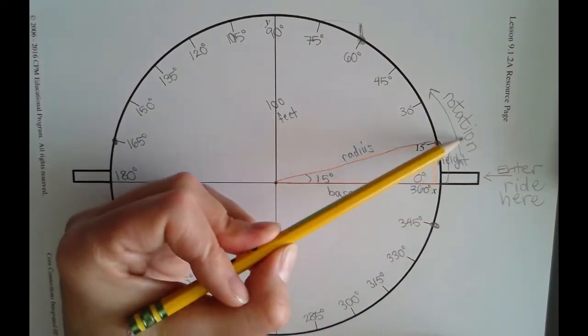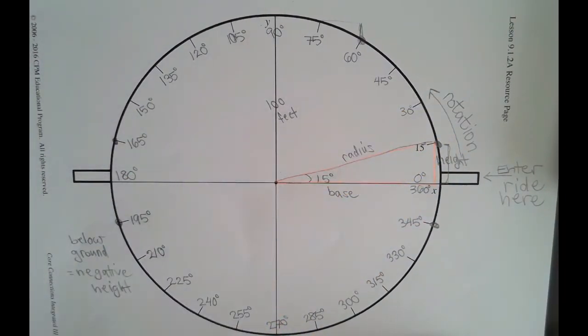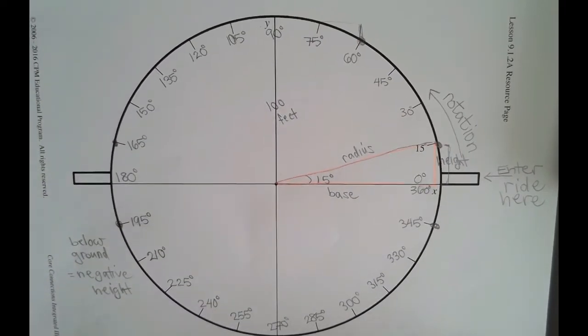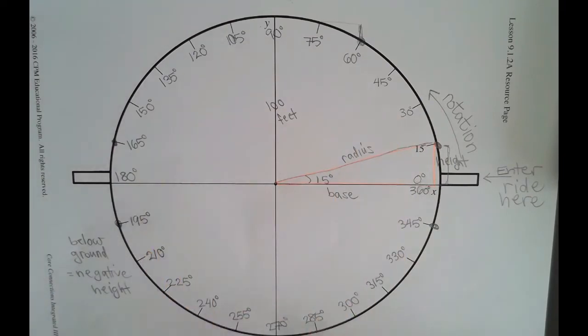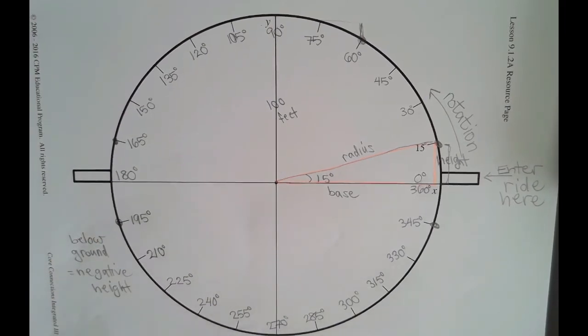The rotation is always counterclockwise. We'll talk about that later. And as long as the rotation's counterclockwise, your angles will be listed as positive numbers. And you always enter the ride right here. All right? So I also want to mention that I have a comment here that says you are below, when your ride gets below the ground, when your seat, I should say, like right here, you have a negative height.